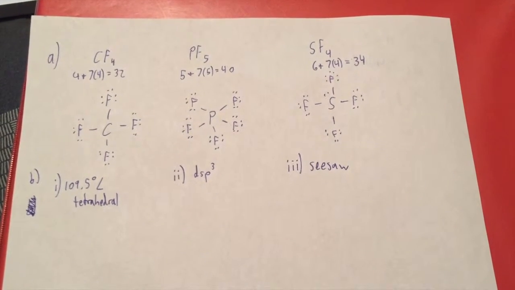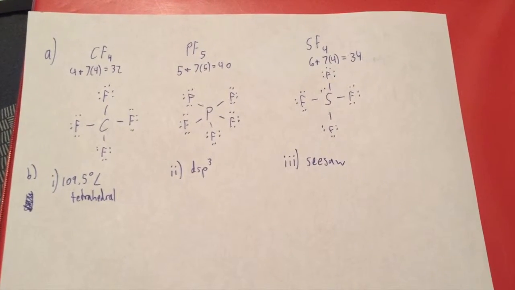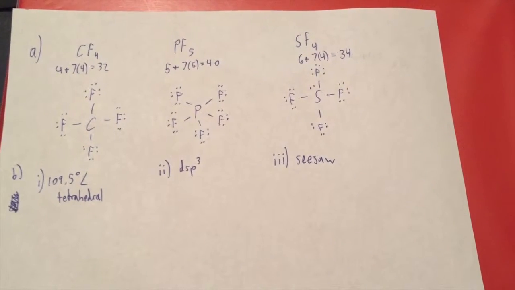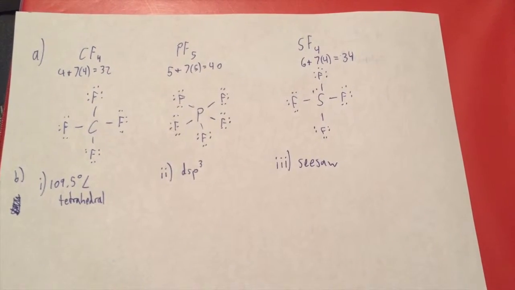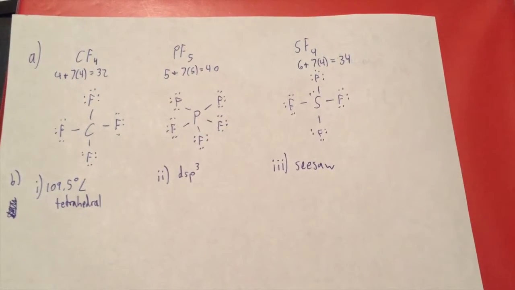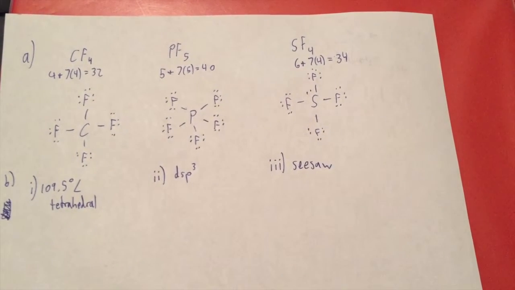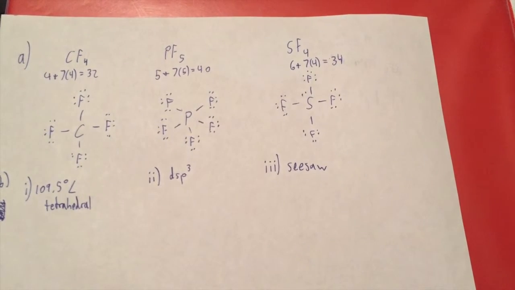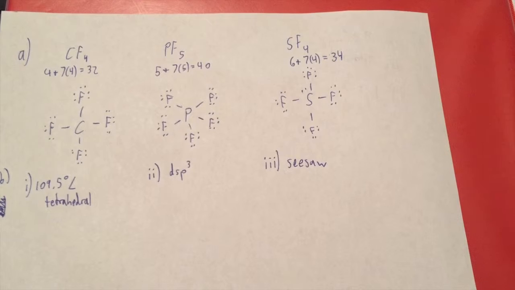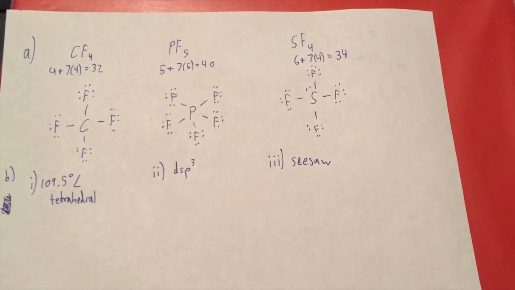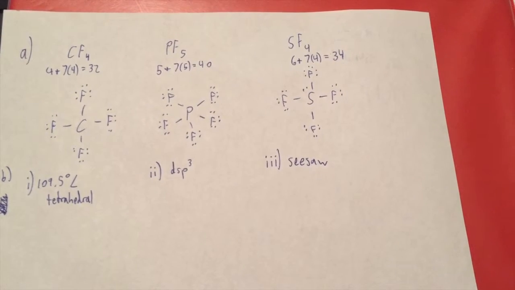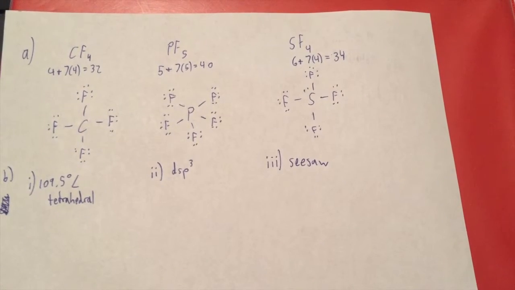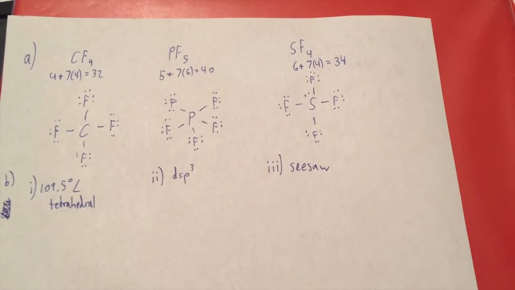In Part A of AP Problem 12, we have to draw the Lewis structures for the three given molecules. And so we have to draw CF4, PF5, and SF4. CF4 has 32 valence electrons, so there's a single bond between the carbon and the four fluorines. For PF5, there's a single bond from the phosphorus to each of the fluorines, since there are 40 valence electrons.